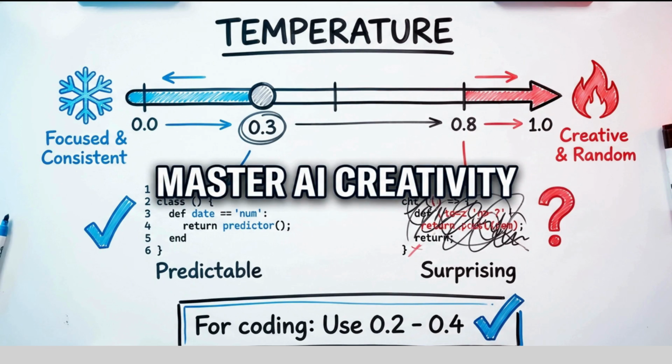Moving on, the next big one is temperature, which controls the randomness. It's a number between 0 and 1. Low temperature like 0.2 to 0.4 means consistent, predictable output. High temperature like 0.8 to 1 means more creative but sometimes random output. For code, keep it low, between 0.2 and 0.4. We want our code to be consistent and reliable, not creative and surprising, right?